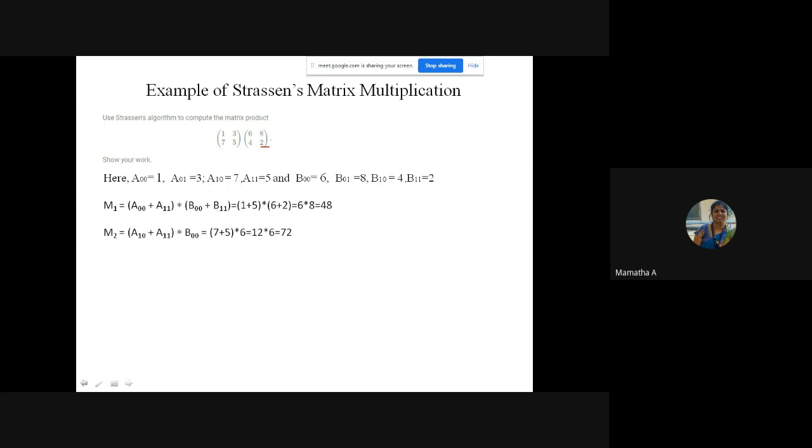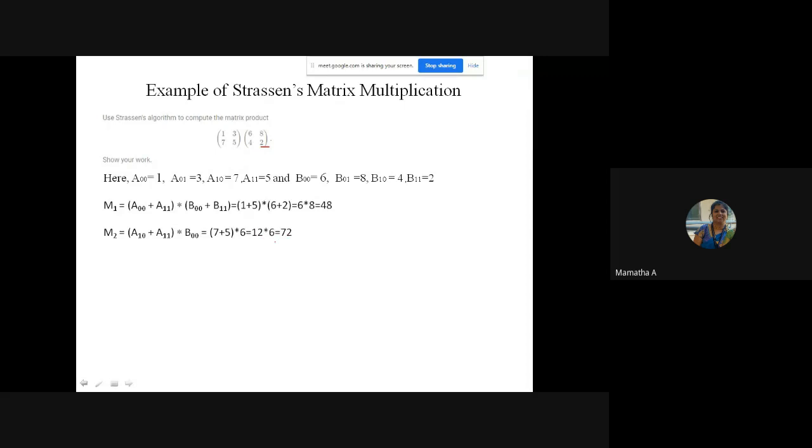Write this. If you find this also confusing, write here that A00, whatever I told you, is per the matrix. First write down the values, then you can compute. Don't haphazardly compute, you will lose marks. 7 plus 5 star 6, 12 star 6 is equal to 72.